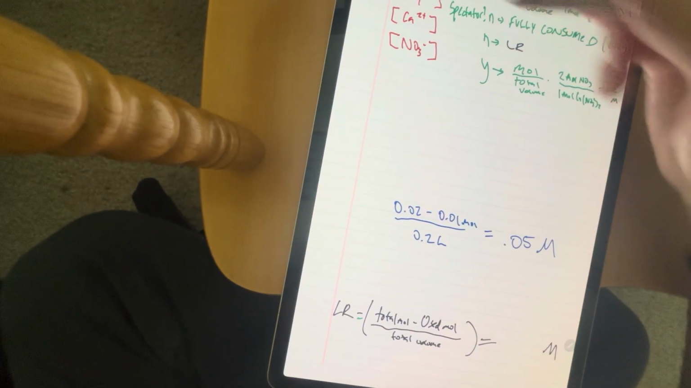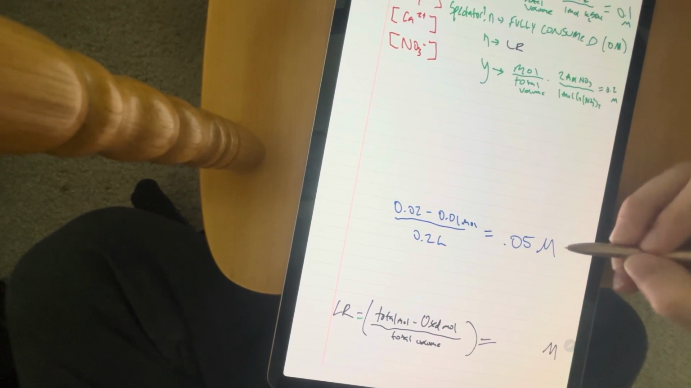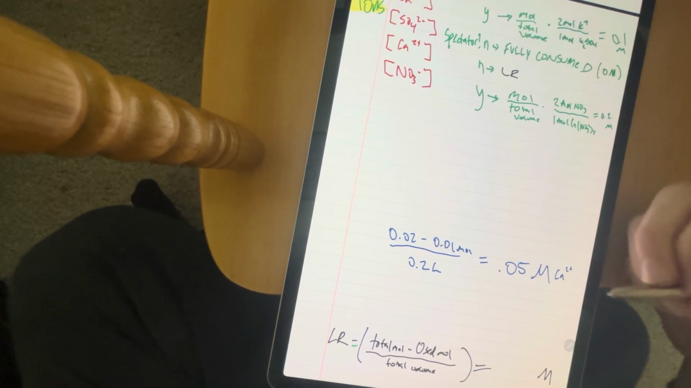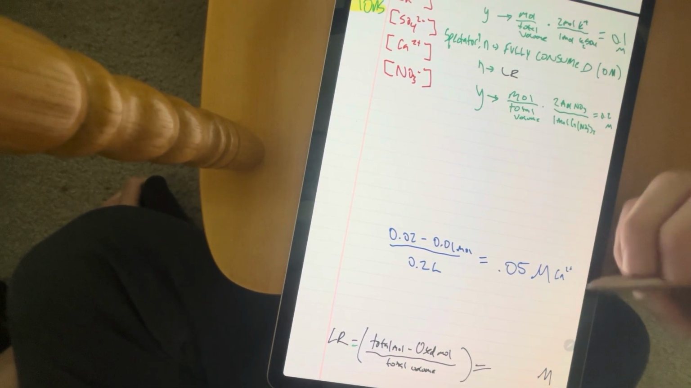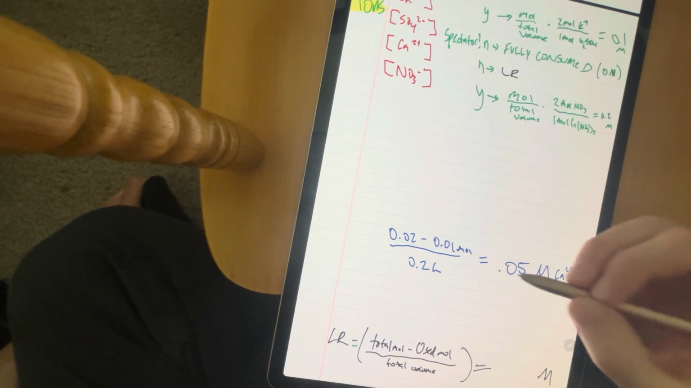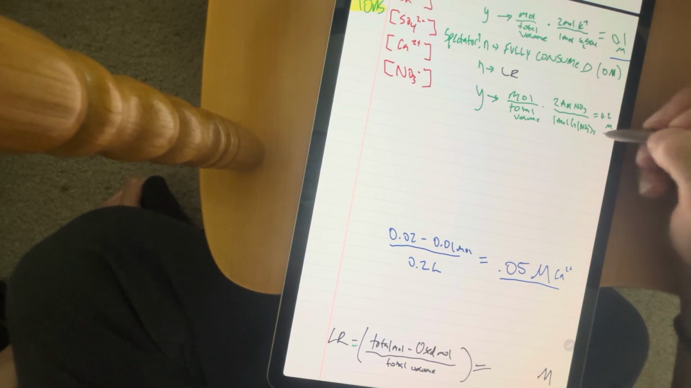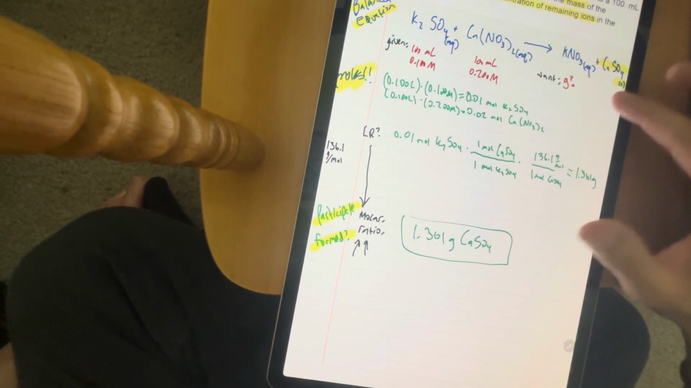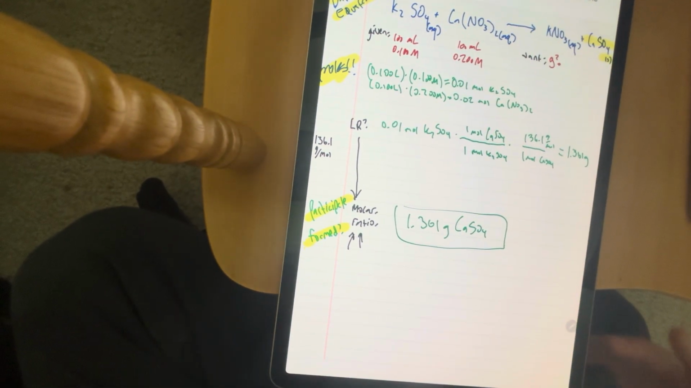That's for the Ca2 plus. And so now we have all of these ions just kind of scattered about the place because I'm organized. Right here, right here, and then over here, and over here. And that should give you full credit for the test.